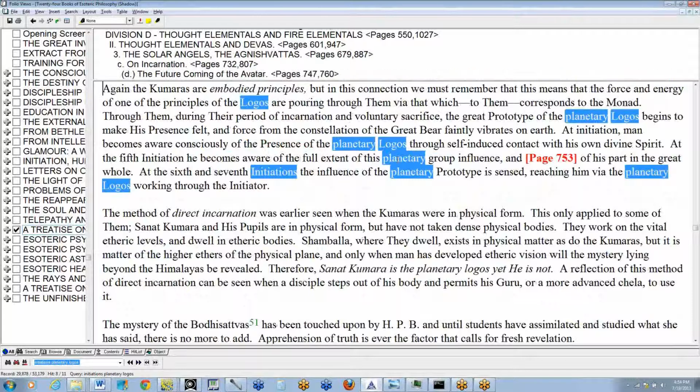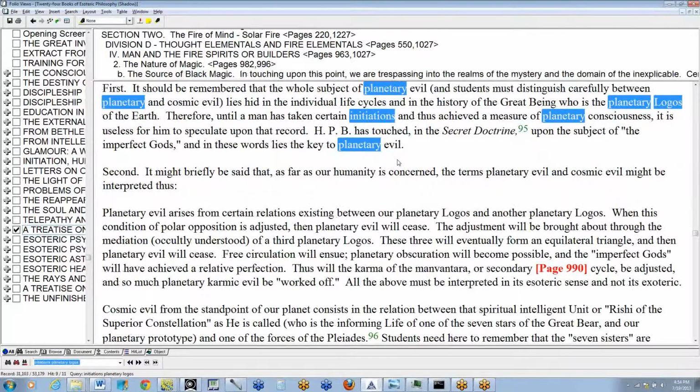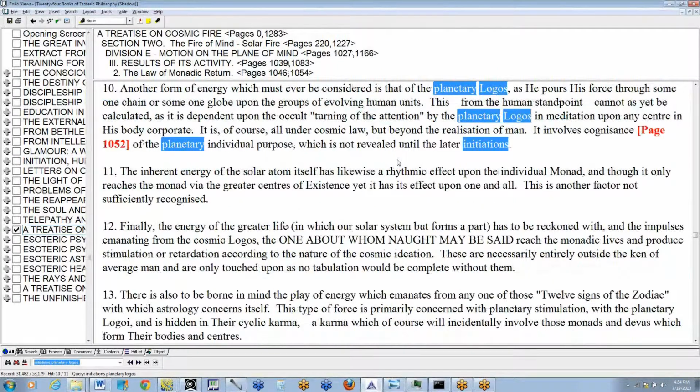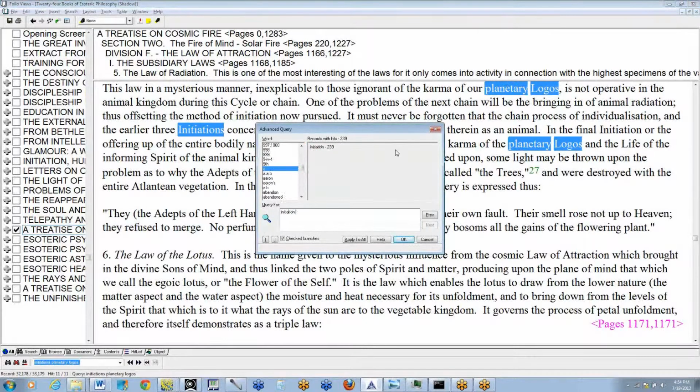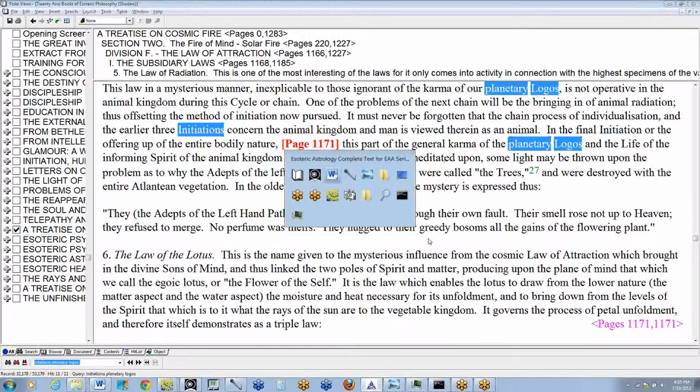Well, this will take some search, okay? It's not going to be found immediately. The planetary logos in Lemuria, we might look at that. Initiation, logos, Lemuria. And there's nothing there. Initiation, planetary, Lemuria. Well, no, I'm going to have to give up this search at the moment, but you see what I'm searching for.